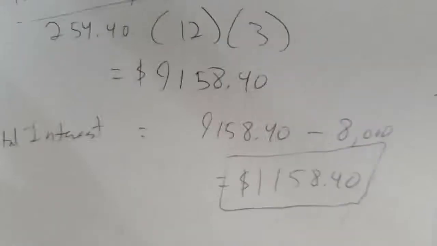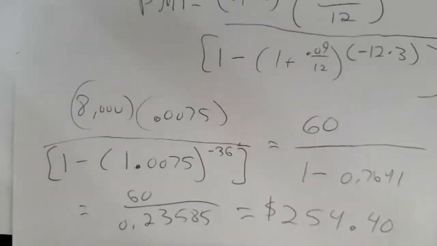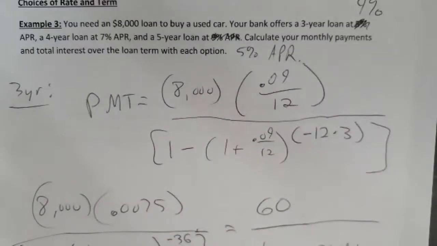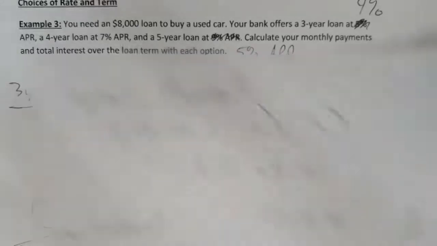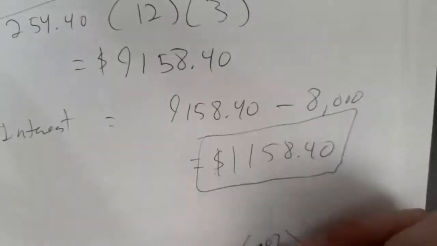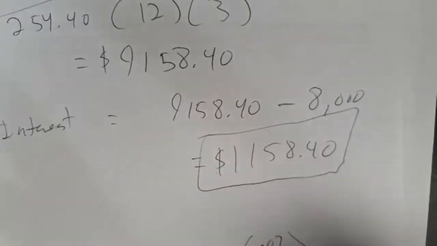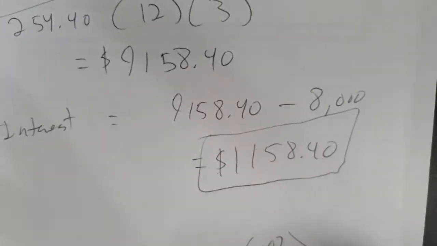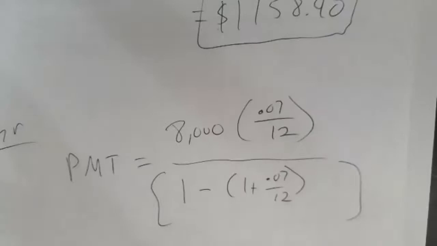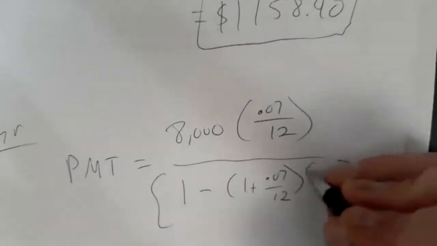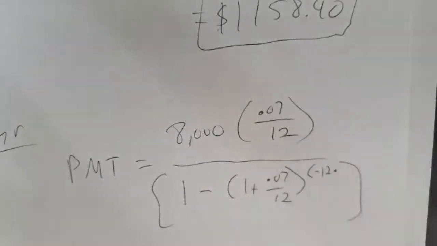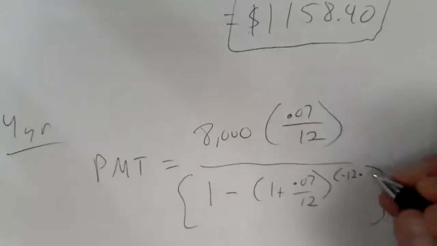So I want to think about, if I go back and look at this equation, what is going to change? My 8,000 is going to be the same. So instead of 0.09, I think I'm going to have 0.07. It's still going to be over 12. If that's 0.07 over 12, this thing down here is also 0.07 over 12, times my y. So my y is different here.